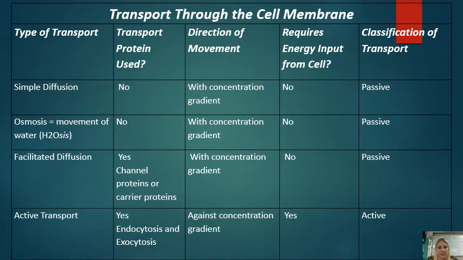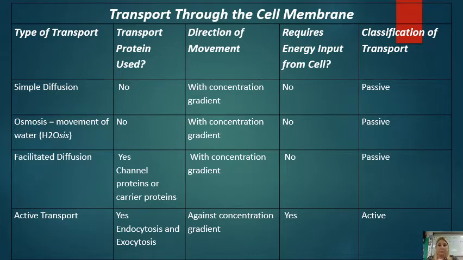We also have facilitated diffusion. Okay, in facilitated diffusion, this also is a type of passive transport, but bigger molecules actually have to go in between those protein channels, and the cell, again, doesn't do anything. It's passive transport. It just allows those things to move back and forth.